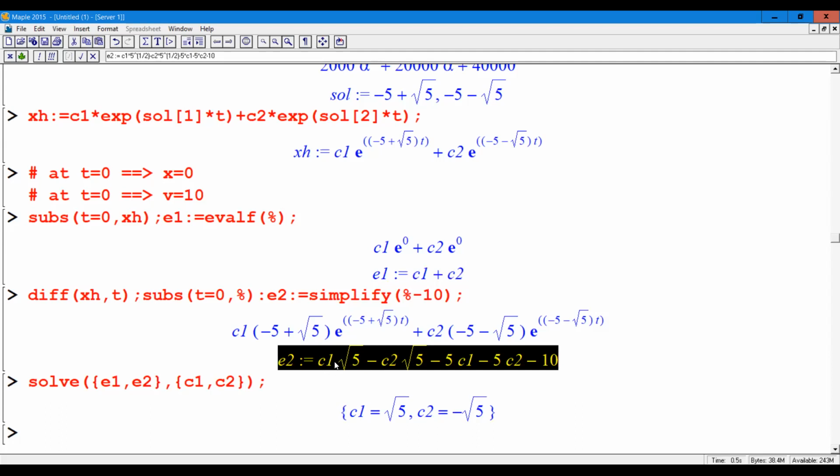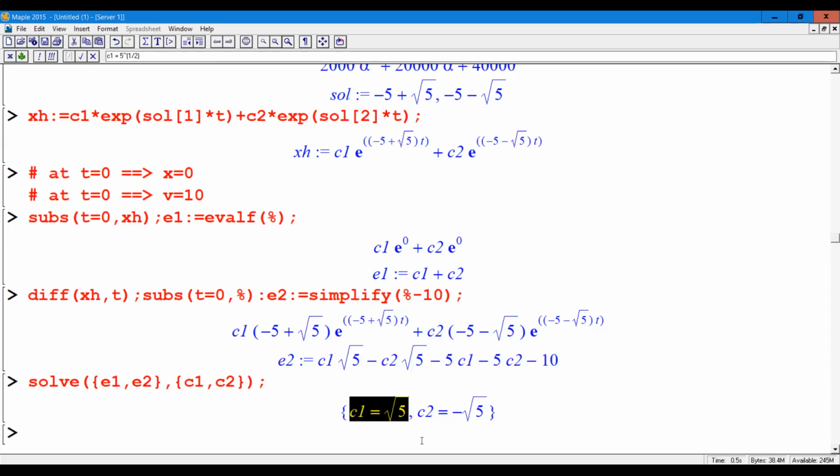So we will have minus C2 times square root of 5, minus C2 times square root of 5, minus 5 C1 minus 5 C2. Again, instead of C1 we will substitute minus C2, so we will have plus C2 minus C2 cancel out each other, and finally you can obtain C2 from this equation, and then C1 is equal to minus C2. As you can see here, C1 is positive square root of 5, but C2 is equal to minus square root of 5. So these are C1 and C2.